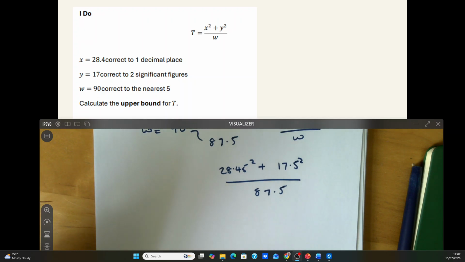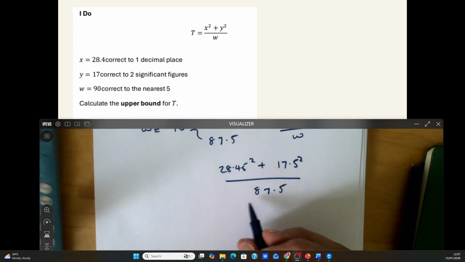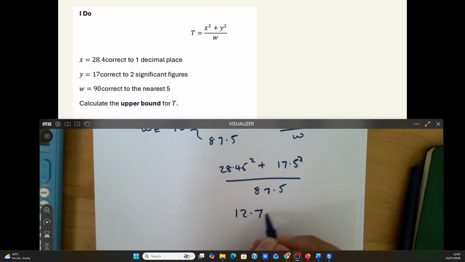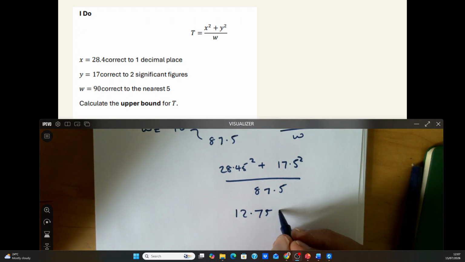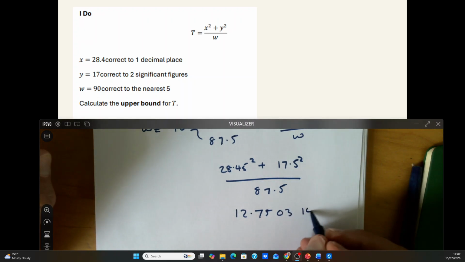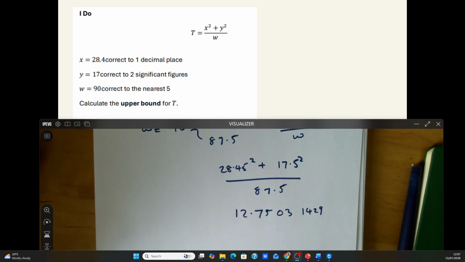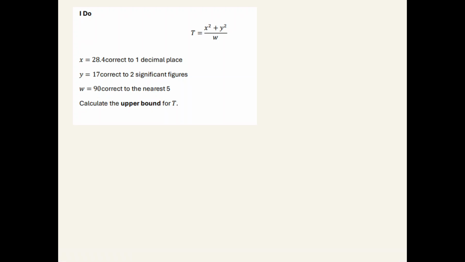Make my calculator look like that. Which gives me 12.75, 0.31429. There we are. Done. So let's have a look at another one.